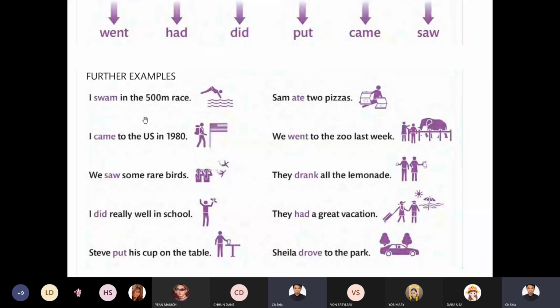More examples here. I swam in the 500 meter race. I came to the US in 1980. We saw some rare birds. I did really well in school.